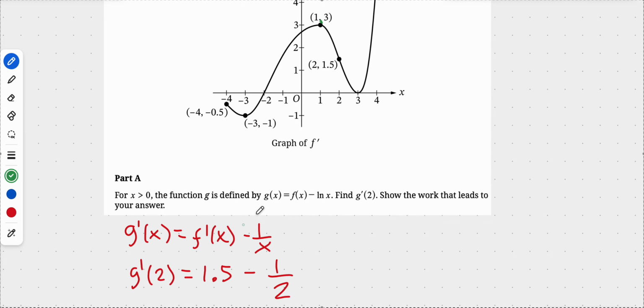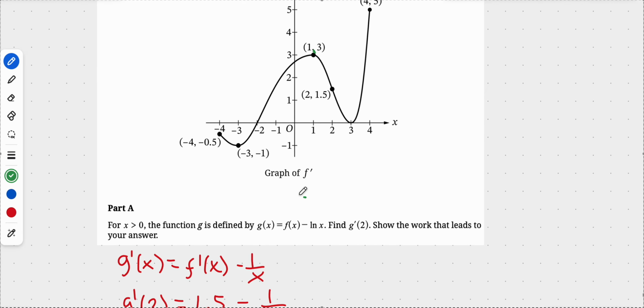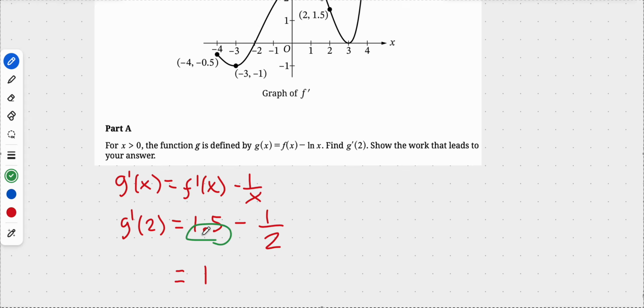So to get f prime of 2, let's look at the graph. This is the graph of f prime, right? Not the graph of f. So when x is 2, y, like f prime, is 1.5. Cool, so that's 1.5. This, of course, will be a half. So the answer is 1.